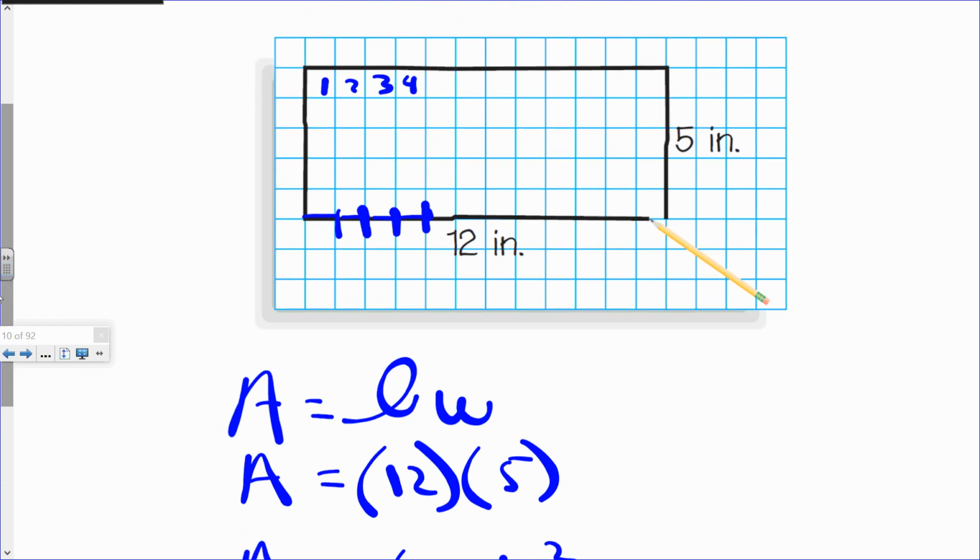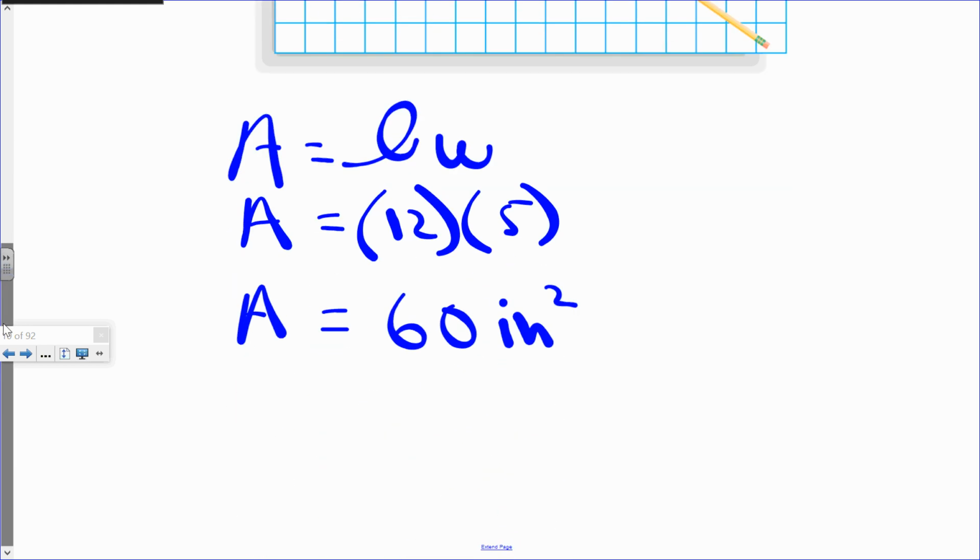Look at it. There's 6, 7, 8, 9, 10, 11, 12, 13, 14. There's going to be 60 square inches in there. Square inches that fill up the rectangle. Hence, our area is 60 square inches. That little second power from yesterday, we were reminded, means a square inch. Nice. Let's find the perimeter now.